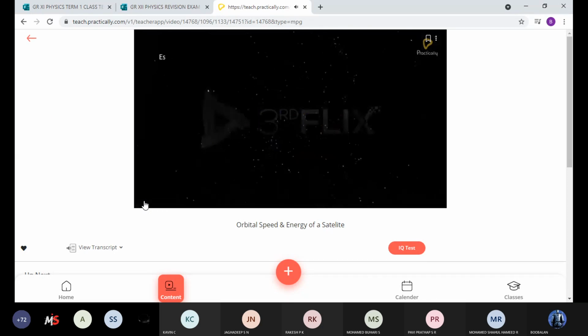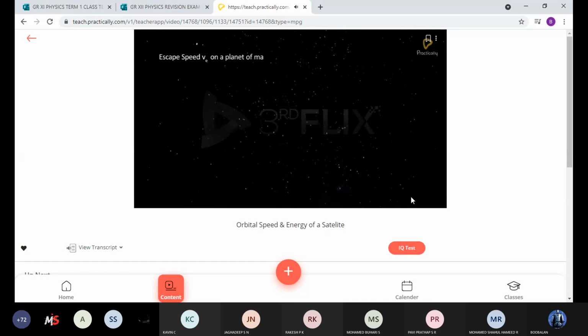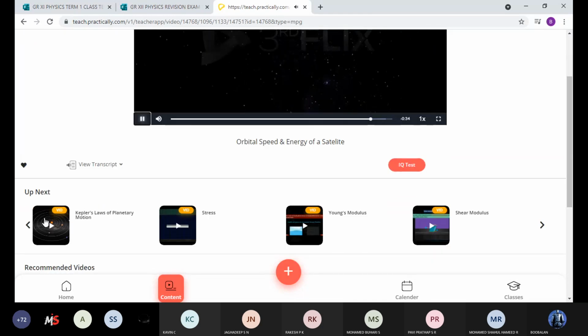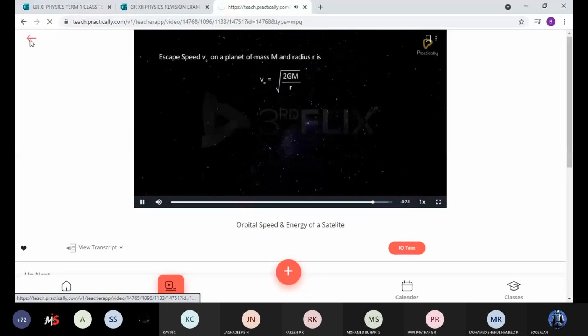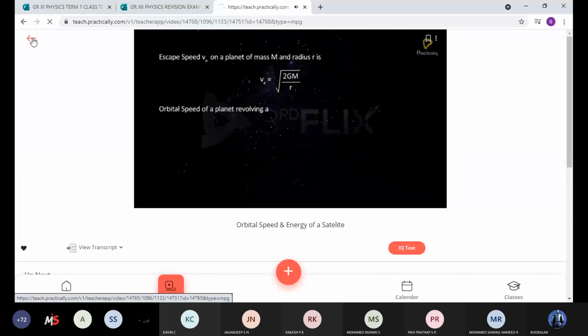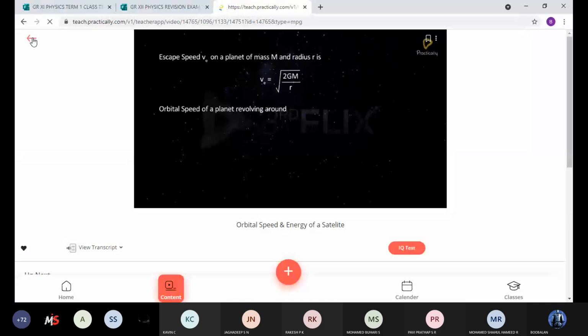Summary. Escape speed VE on a planet of mass M and radius R is equal to the square root of 2GM by R. Orbital speed V0 of a planet revolving around the Sun in... One more thing, satellite, ma'am, just a minute.